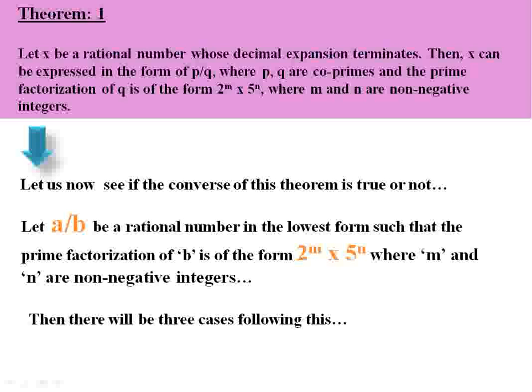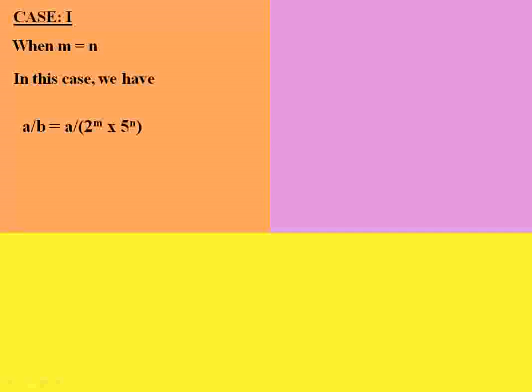There will be 3 cases which are possible because of the values of m and n. Case 1 will be where m is equal to n. In this case, we have a divided by b is equal to a divided by 2 to the power of m into 5 to the power of n, which is 2 to the power of m into 5 to the power of m itself, because m is equal to n.